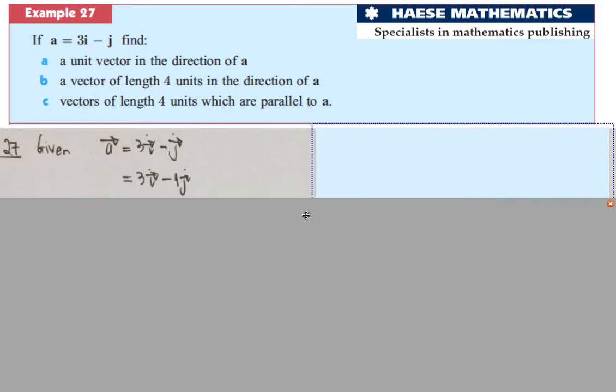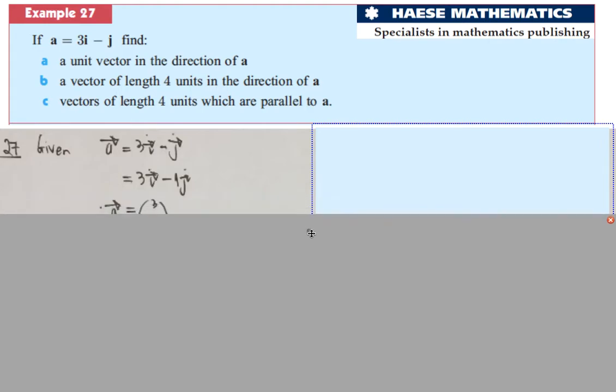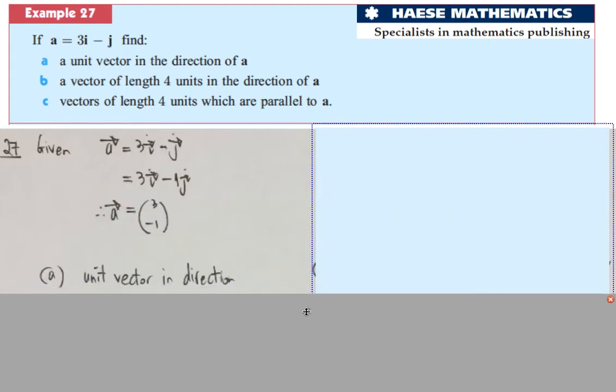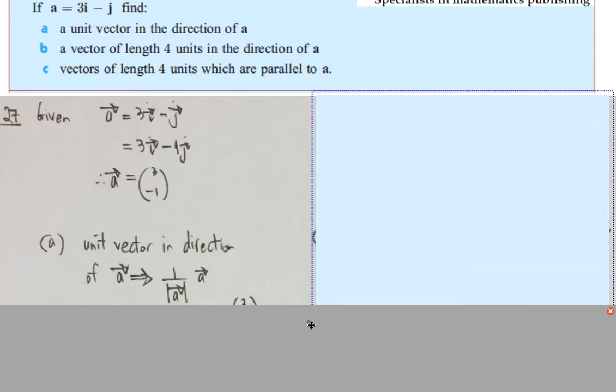Given that vector a is equal to 3i minus j, we know that the x component is 3 and the y component of the vector is -1. And there you have it. Now, to find a unit vector for vector a, there's this relationship that states a unit vector is 1 over the magnitude of a times the vector itself.